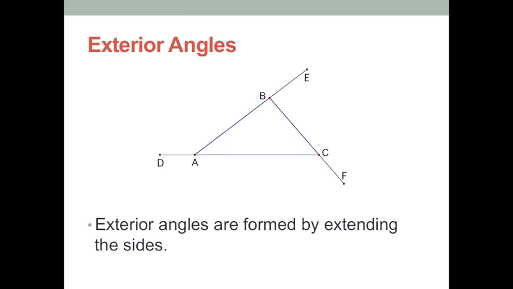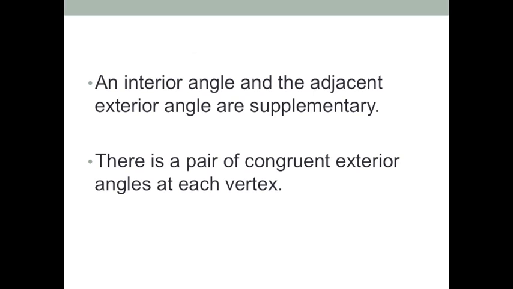Exterior angles are formed by extending the sides. So for example, angle DAB is the exterior angle. It's the angle outside of my triangle. Angle EBC is an exterior angle, and angle FCA is the other exterior angle. An interior angle and the adjacent exterior angle are supplementary. There is a pair of congruent exterior angles at each vertex.